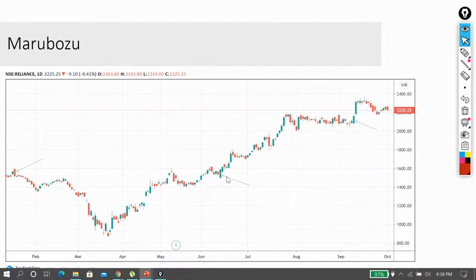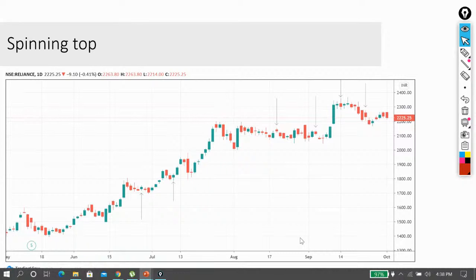Similarly here, if your stop loss is placed here, below this, it was never hit. You would be in the trade. Same thing here. You would be in the trade. Right? Spinning top. Try to understand the places where a spinning top can form.